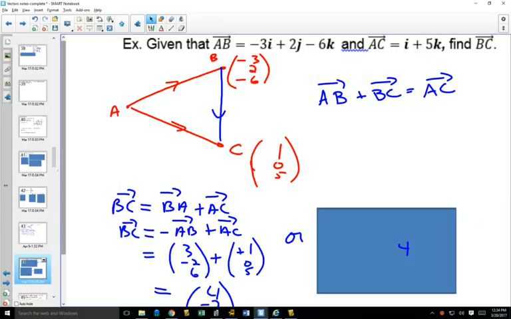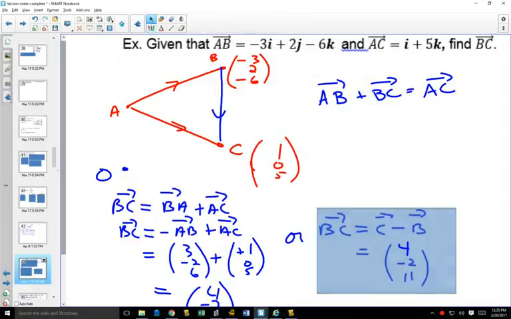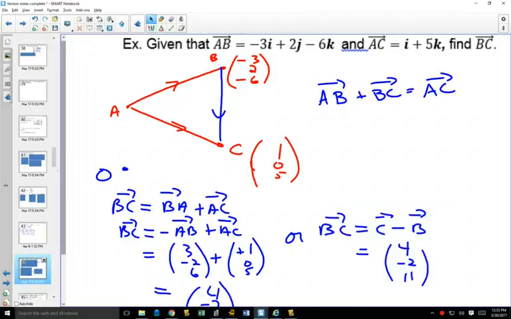Now sometimes you're going to be given A, B, and C as position vectors from O. Remember how position vectors work? So then if you had position vectors, B to C would be the same thing as going negative B plus C. And so there's another way of looking at it. We didn't have the position vectors at this point, but we will be doing a lot of stuff with position vectors coming up.